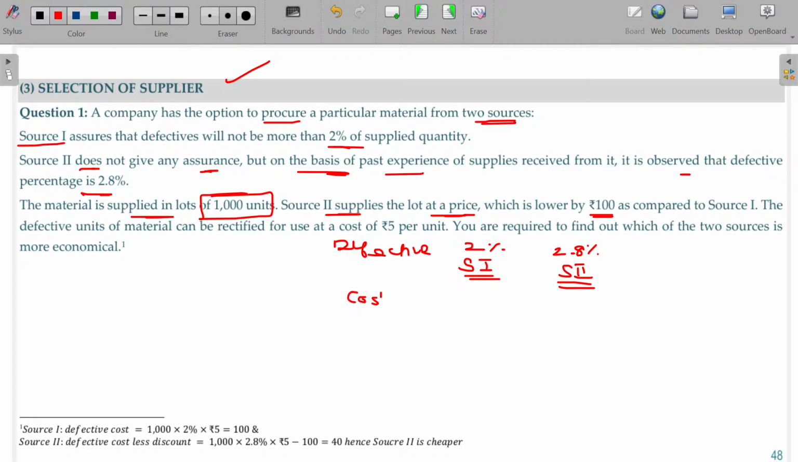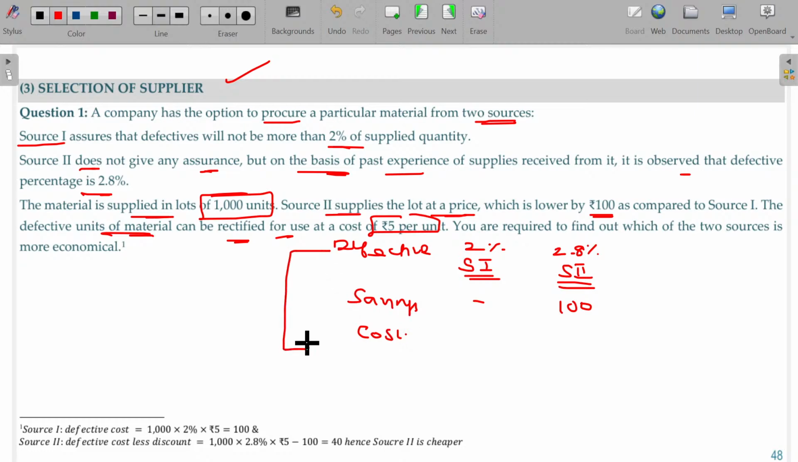Now, cost difference. If you purchase from source 2, it is lesser by 100. Otherwise, S1 has 100 rupees extra cost. Otherwise, you can name this being savings. Savings 100 rupees. Because if you are purchasing from S2, the cost you pay is lesser by 100 rupees compared to the price you pay for S1. The defective units of material can be rectified for use at a cost of rupees 5 per unit. Rectification cost.